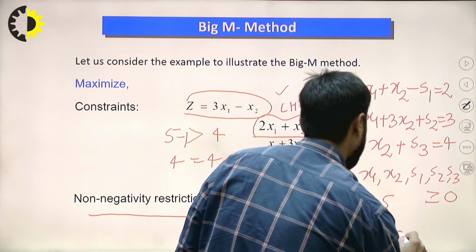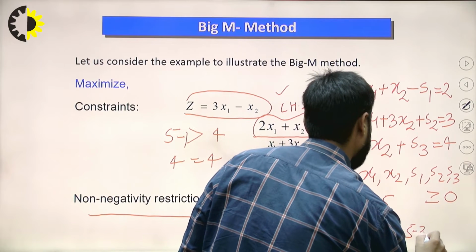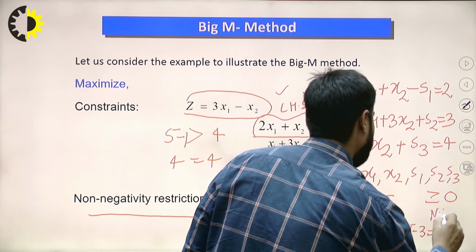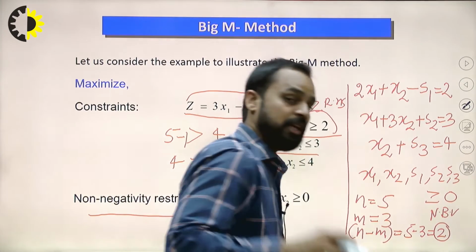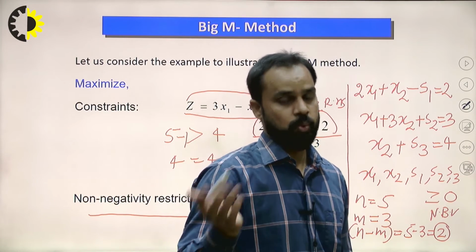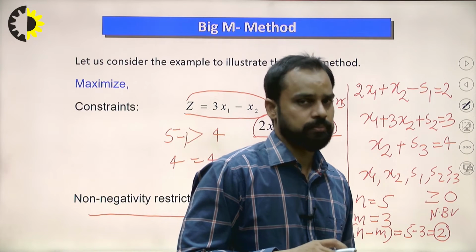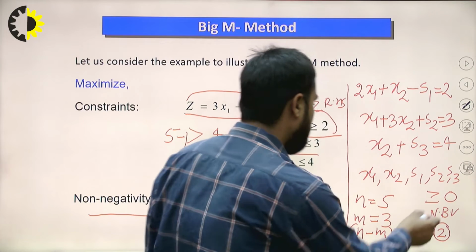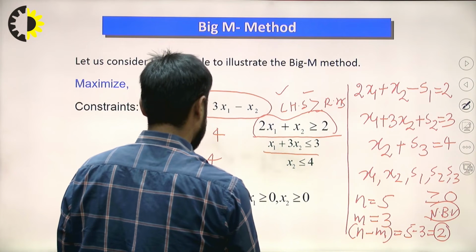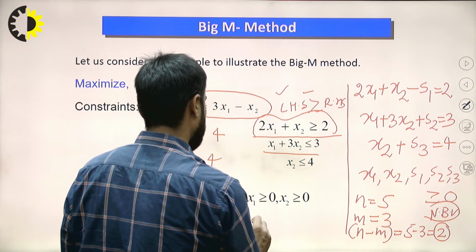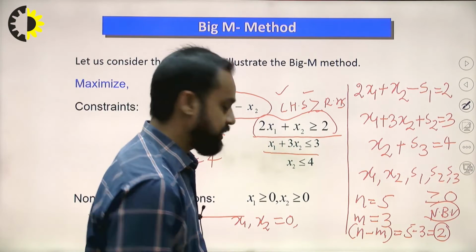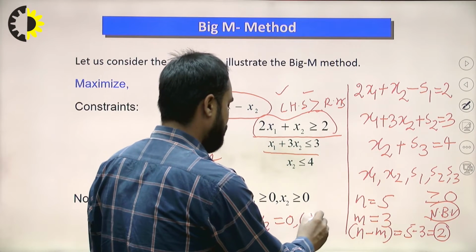That is 5 minus 3 is equal to 2. These two are the non-basic variables. The meaning of non-basic variables is that we fix the value to 0 to get the basic feasible solution. So we are taking the non-basic variables as 0. Suppose the non-basic variables are x1 and x2, equal to 0. These are the non-basic variables we are choosing.